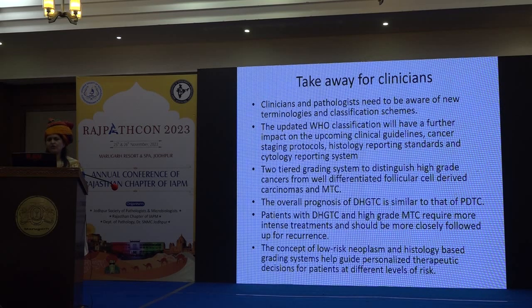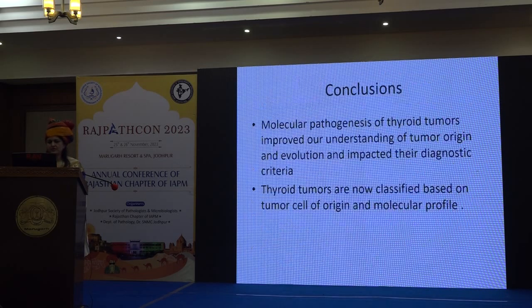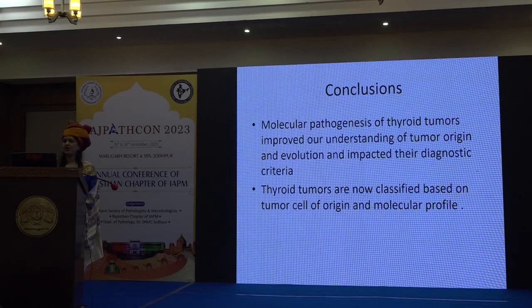And the concept of low-risk neoplasm and histology-based grading system help guide personalized therapeutic decisions for patients at a different level of risk of these tumors. So the conclusion is that molecular pathogenesis of thyroid tumors improved our understanding of tumor origin and evolution, impacted their diagnostic criteria, and thyroid tumors are now classified based on the tumor cell of origin and molecular profile.